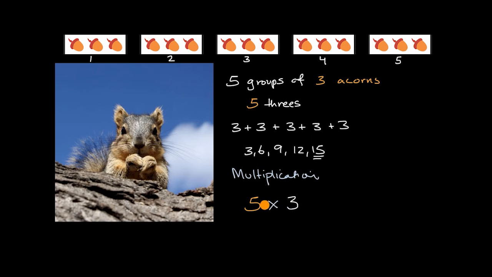So all of these things are equivalent. You're already used to seeing equal groups and multiple equal groups, and you're used to adding something multiple times, and you're used to skip counting, and all of that is in some way, shape, or form, you have been doing multiplication. So when someone says 5 times 3, you could view that as 5 groups of 3, or you could view that as 5 threes, or you could view that as 3 plus 3 plus 3 plus 3, or you could view that as 15.